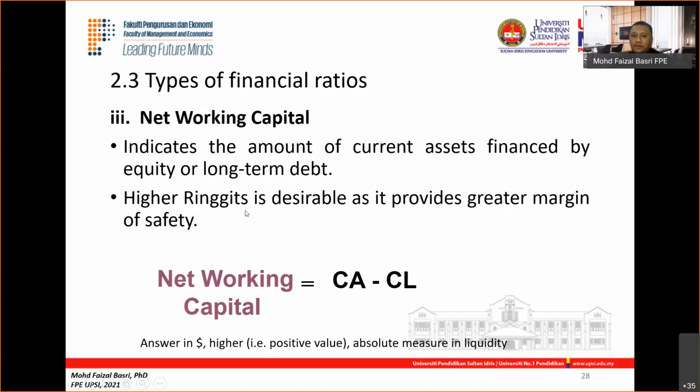So again, higher is better. In this case, the higher the ringgit value, the more desirable. So the answer is in ringgit, because we are not using dollar signs. So the higher, the better, which is positive values. And this would be an absolute measure of liquidity. So that is the amount of excess that you have when we talk about liquidity.